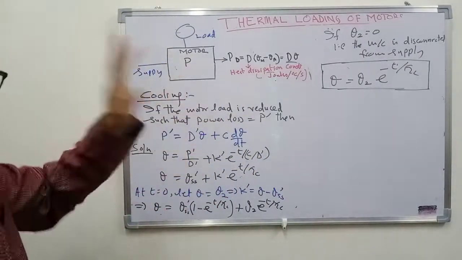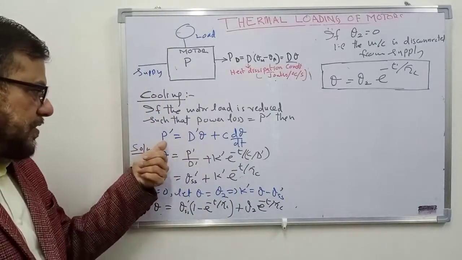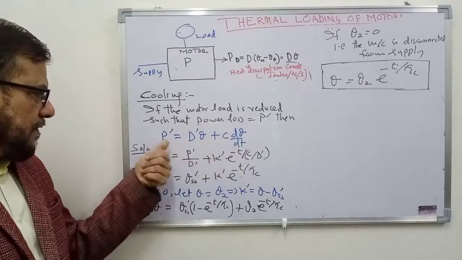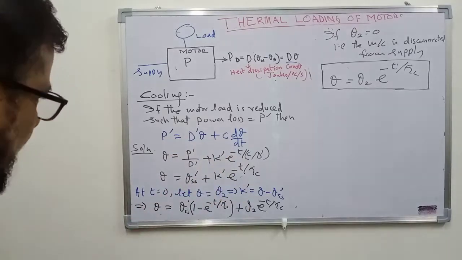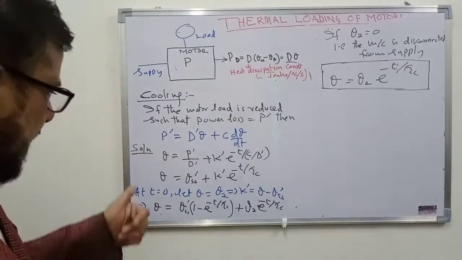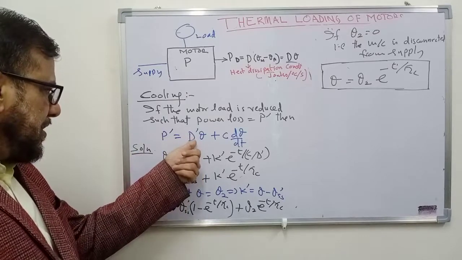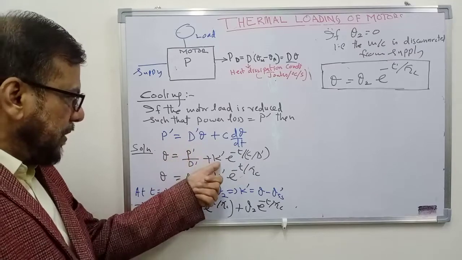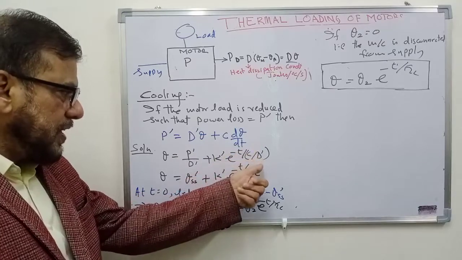So write the similar equations and you will get this equation: P dash is equal to D dash theta plus C d theta over dt, where D dash is the new value of heat dissipation constant. So solution of this will again be of the same type: theta equal to P dash upon D dash, that is the steady state temperature rise, plus K dash new constant e to the power minus T upon C upon D dash.